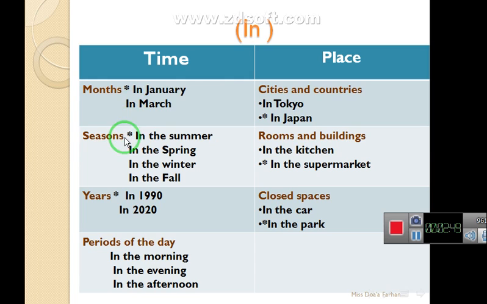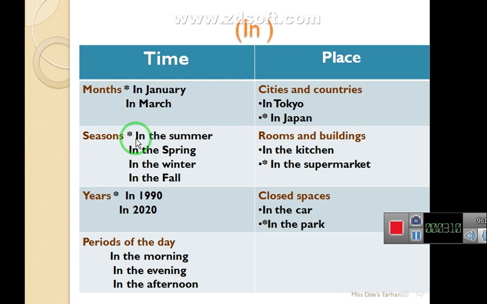Number two, we have the word seasons. Seasons we have only 4 seasons in the year, اللي هي فصول السنة. We have to use the preposition in before these seasons. ما ينفعش أقول لا on ولا at, لازم أستخدم only in.